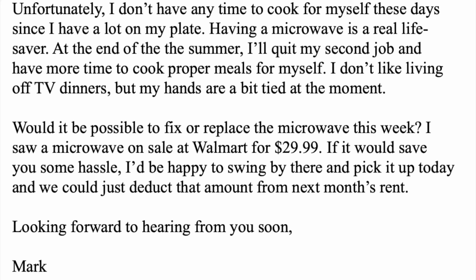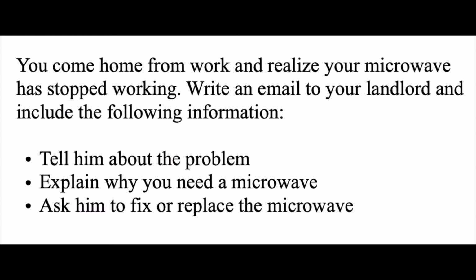So that's a good paragraph. In the second paragraph there, I told him why I need a microwave, why it's so important for me to have a microwave, right? And then let's look at the last paragraph here. Okay, would it be possible to fix or replace the microwave this week? That's good. I asked him, right? Remember the third point. It says ask him to fix or replace the microwave. I just did that, right?